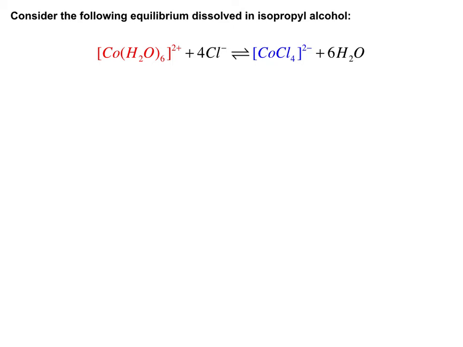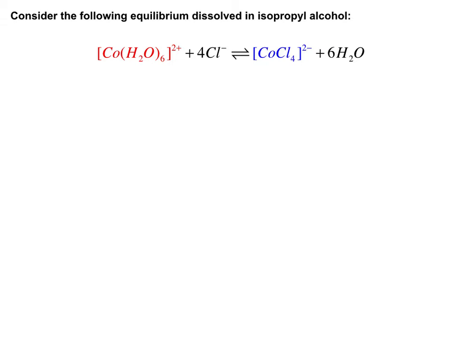So in this video, we're going to go through and analyze this equilibrium shown between the cobalt water complex shown here plus chloride going to the cobalt chloride compound plus water. And one of the neat things about this equilibrium is the two cobalt complexes are colored.